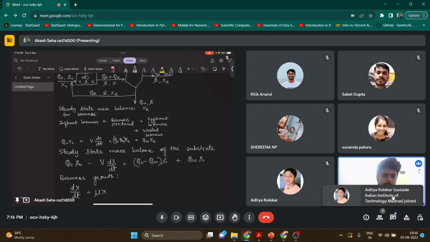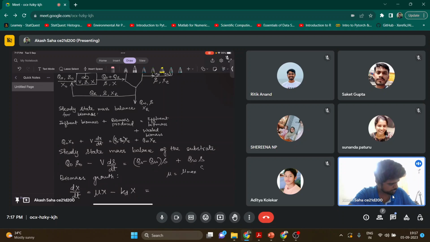So the net biomass that is being produced in the time will be mu x minus the decay constant into x. Okay, so my net biomass growth will be dx by dt is equal to mu x minus the decay constant into x. Again, we learned about Monod kinetics. So in Monod kinetics, mu is written as mu max into S by Ks plus S.